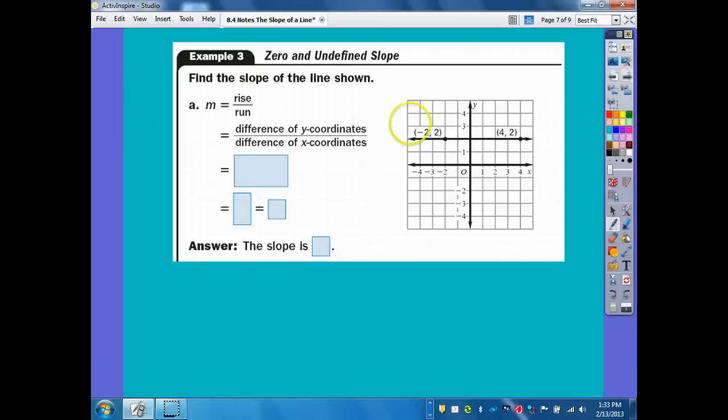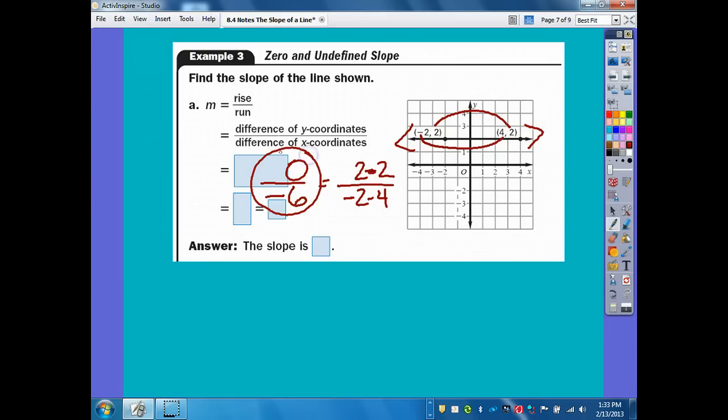All right, now, here you see your, is that vertical or horizontal? Horizontal. Because if I subtract these now, I'll have 2 minus 2 on the top, negative 2 minus 4 on the bottom. Simplify that, what do I get? What is 2 minus 2? 0. 0 over negative 6. So if it's 0 over negative 6, what is our answer for our slope? It's not 0 over negative 6. It is 0. The slope is 0.